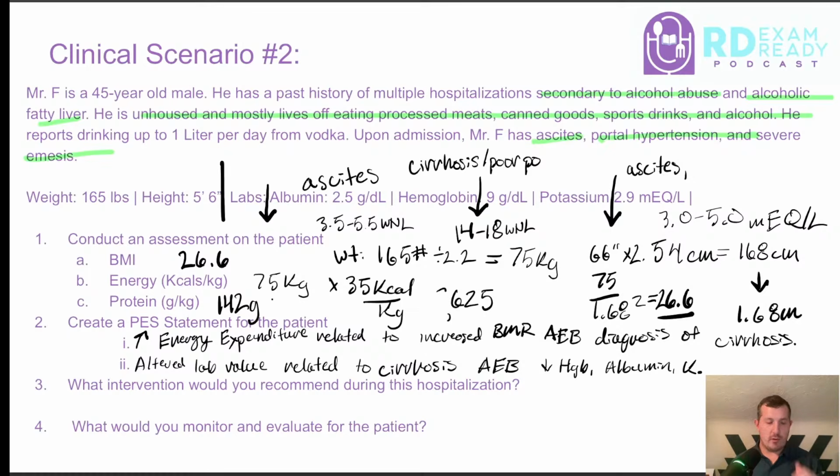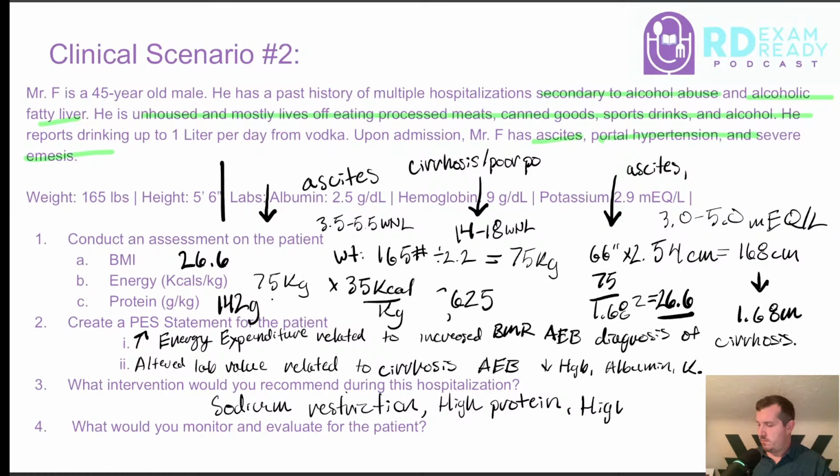The intervention that I would recommend during this hospitalization, folks, is I would recommend that this patient is going to be on a low sodium diet. So let's just say sodium restriction. I'm going to want them to be on a high protein diet. So maybe give them a supplement if we feel like it's warranted. High protein, high kcal, sodium restriction.